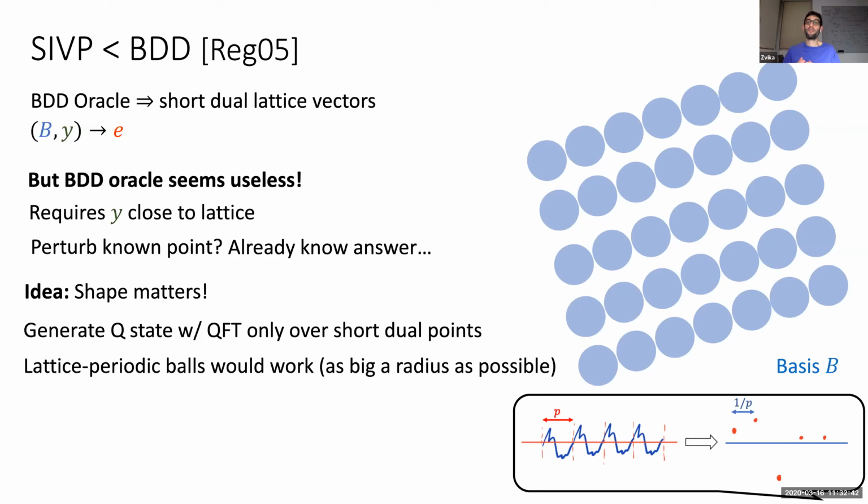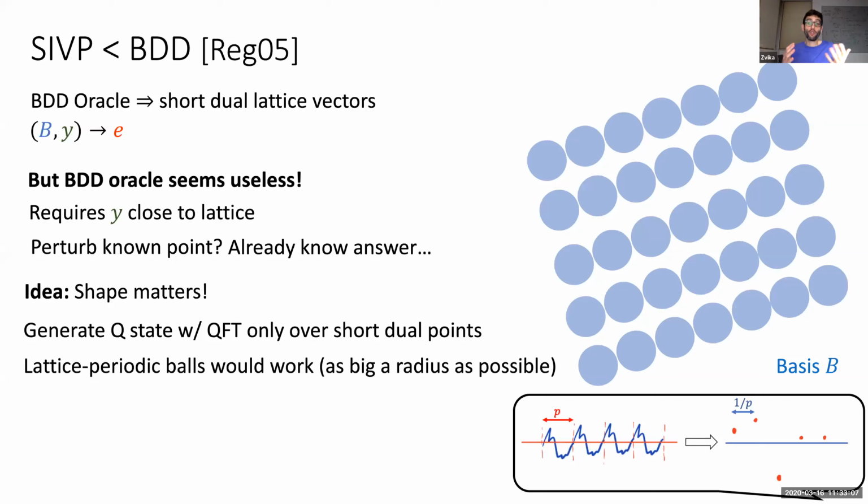And if we can do this, then we're going to be able to solve our problem and get short dual vectors. These balls should have a radius as big as we can get, but we'll see that we're going to have a limitation on the radius of the balls that we can generate. Good. So how do we generate this type of superposition?